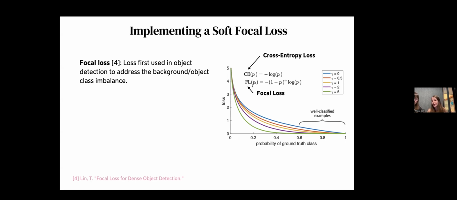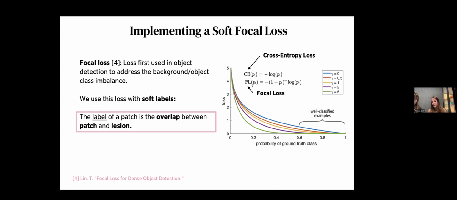So for these data sets we use an adaptation of the focal loss. The focal loss was first used in object detection to address the class imbalance between background and objects. What we do is adapt this focal loss to our soft labels. If you remember our soft labels, the bigger our soft labels are, the higher the overlap with a lesion. So our labels model the overlap between patch and lesion. By adapting our focal loss with those soft labels, we are able to have higher outputs when there is a higher probability of higher overlap with the lesion. So we scale the labels before computing the loss.